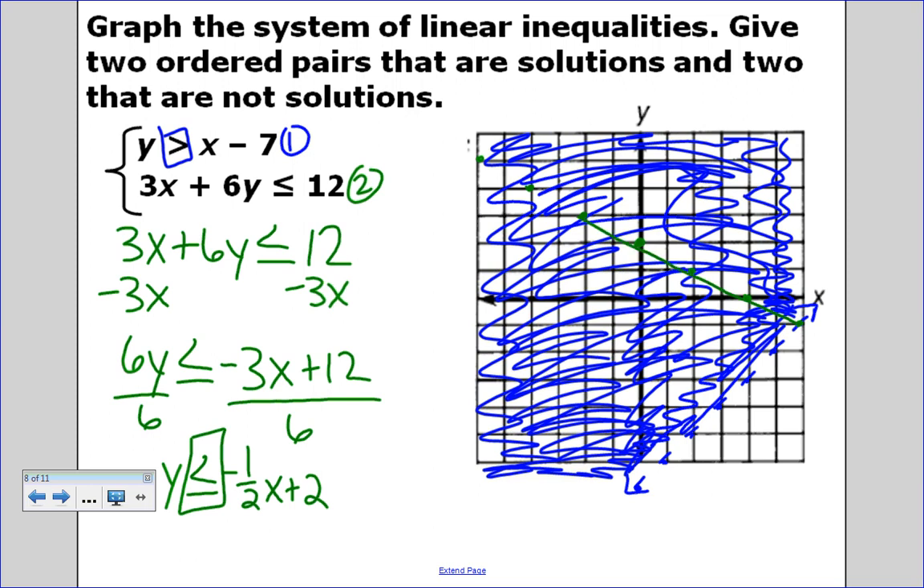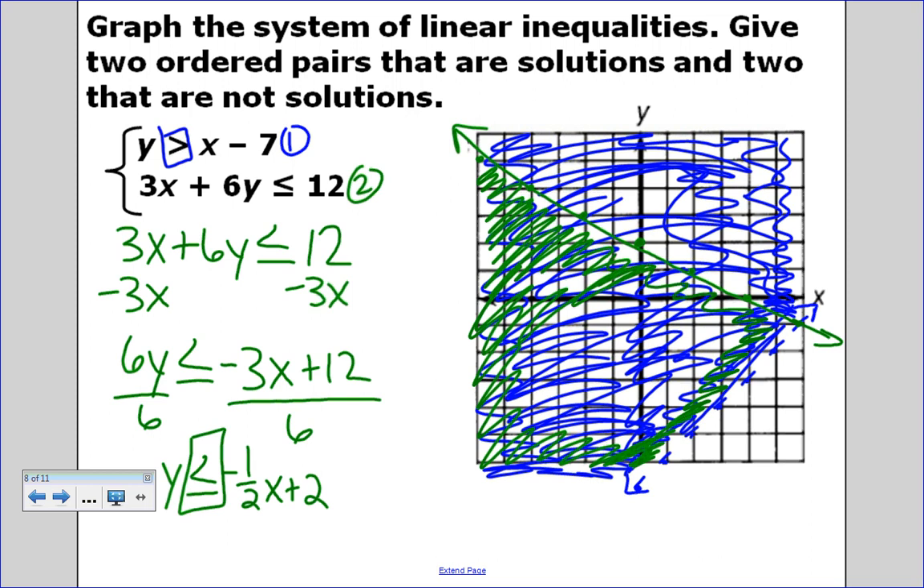So I'm going to draw my solid line here. Am I talking about everything above the line or below the line? Below, because it says less than. So I'm talking about everything. Ms. Sokolowski, am I talking about everything on the line too? Yes. Everything on the green line. But not on the blue. Not on the blue line.